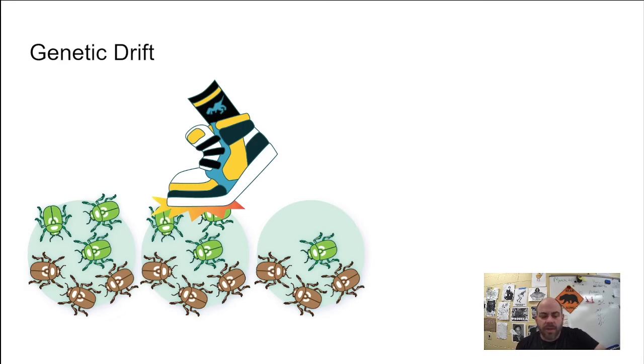Got your population on the left there, 3 green bugs, 3 brown bugs. All is well in the world, and random happens. T-Rex socks comes by and steps on 2 of the green bugs. Right? There's no amount of natural selection that's going to protect those 2 green bugs from what happened to them. Is the population changed afterwards? Dramatically, right? Dramatically. And so let's look at a couple of examples of genetic drift.